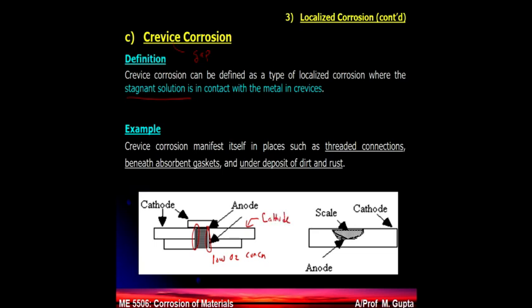Similarly, if you have deposits on the surface of a metal, then the interface between the deposit and the metal is again depleted in oxygen and becomes an anode. So you will have the corrosion happening below the deposit. So that's why at times crevice corrosion is also known as under deposit corrosion. Under deposit corrosion. So two reasons here.